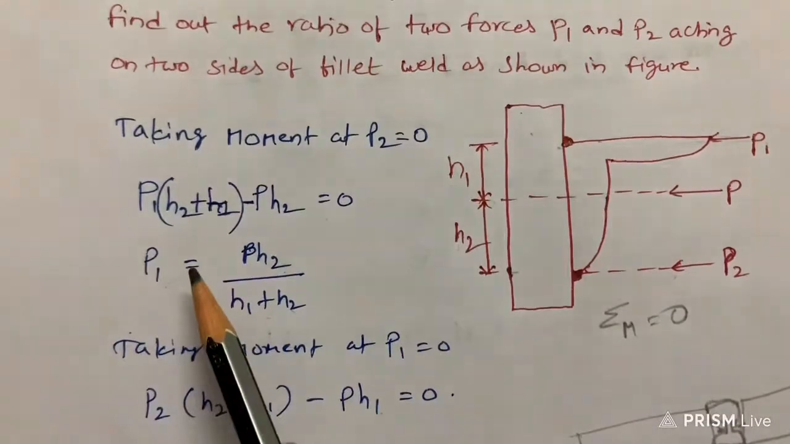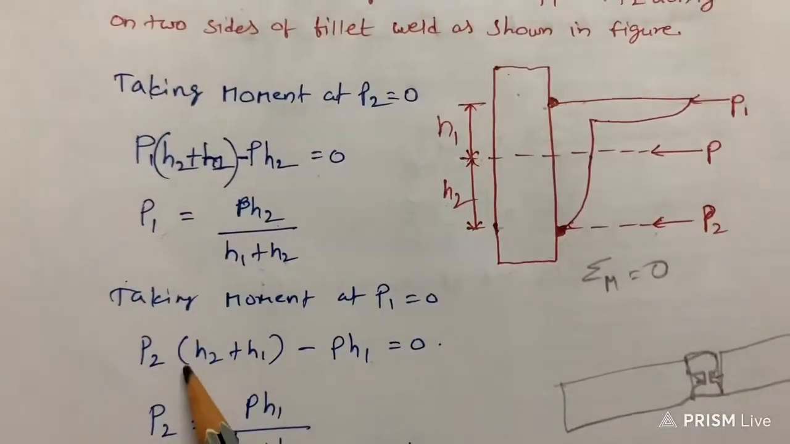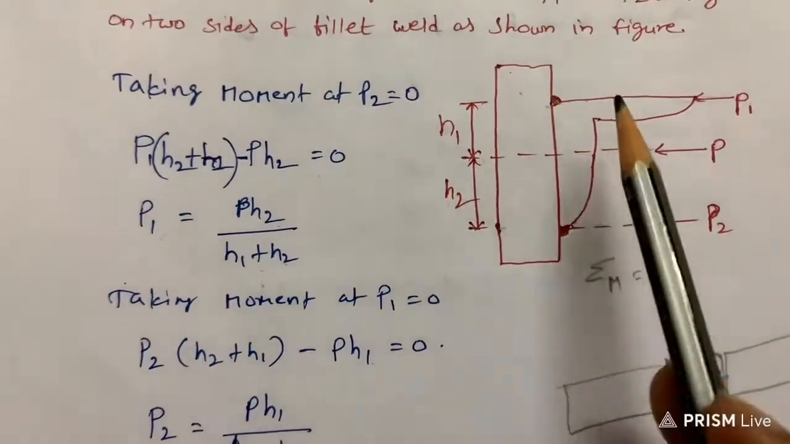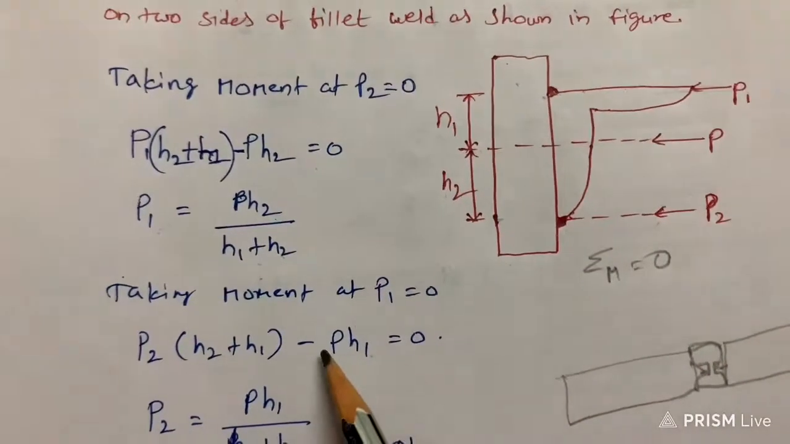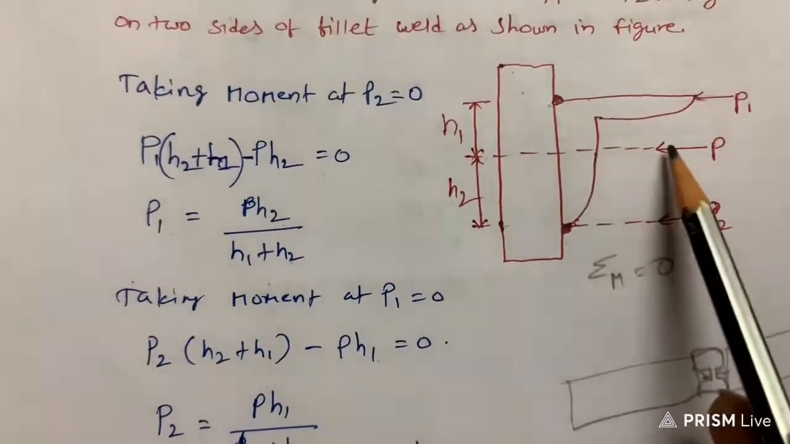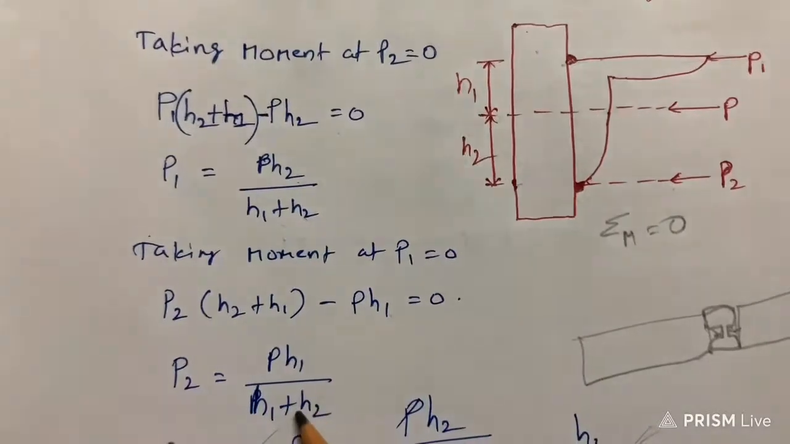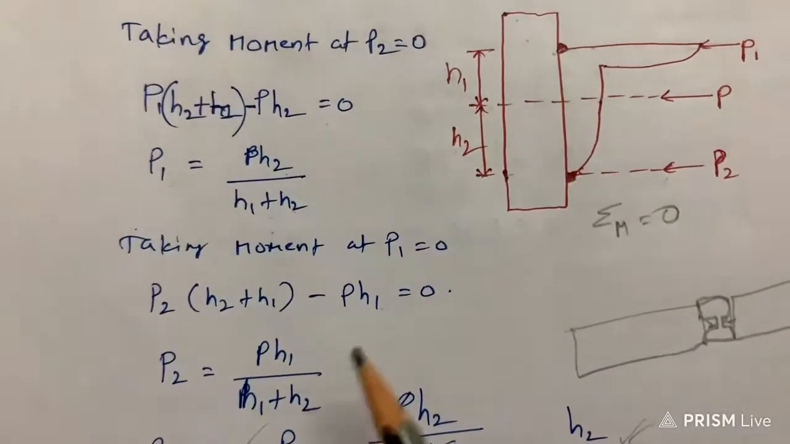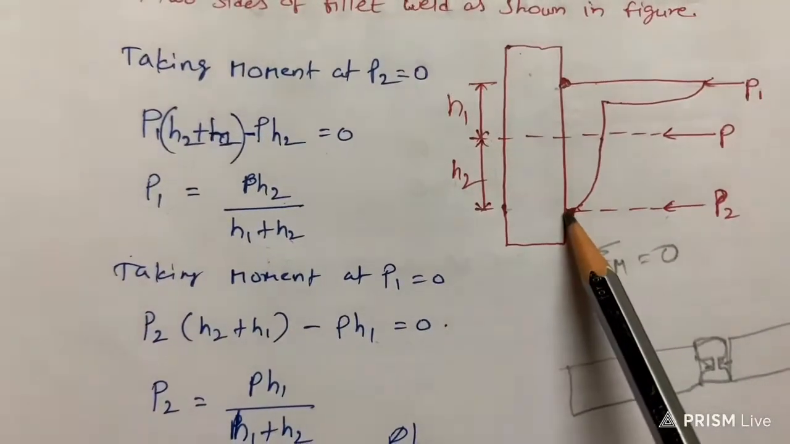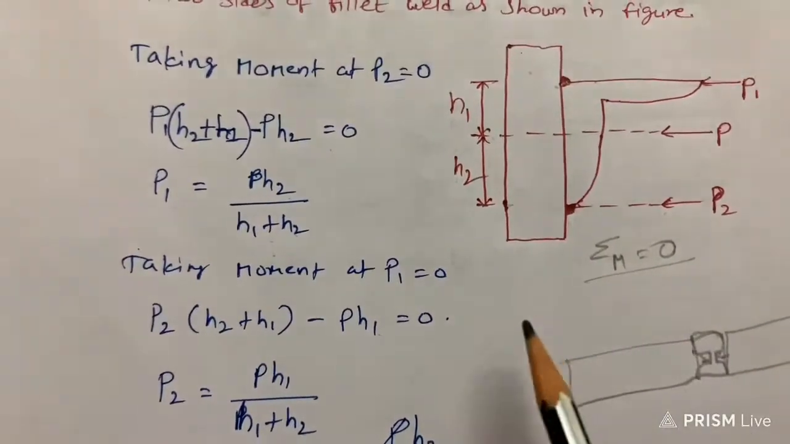I wrote the P1 value. Like that, I'm taking moment at P1 and writing P2 into H2 plus H1, same formula, force into perpendicular distance, minus P into H1. Now the moment is here. So P2 equals P into H1 by H1 plus H2. Why? Because where we are taking the moment, at that point the moment is 0. We know the equilibrium condition, sigma M equals 0.